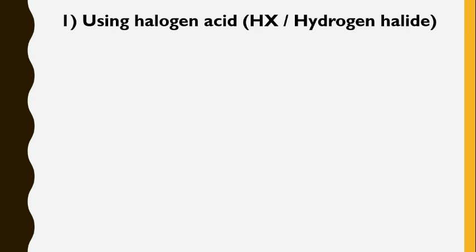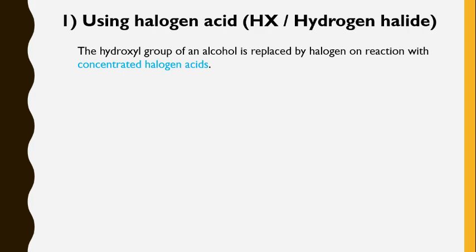Okay, now we are going to see our first method using halogen acid. First, understand what is meant by halogen acid. The general formula of halogen acids is HX, where X is our halogen atom. Some examples are HCl, HBr, HI. These are called halogen acids. This is a very simple replacement reaction in which the OH group of the alcohol is replaced by a halogen atom.